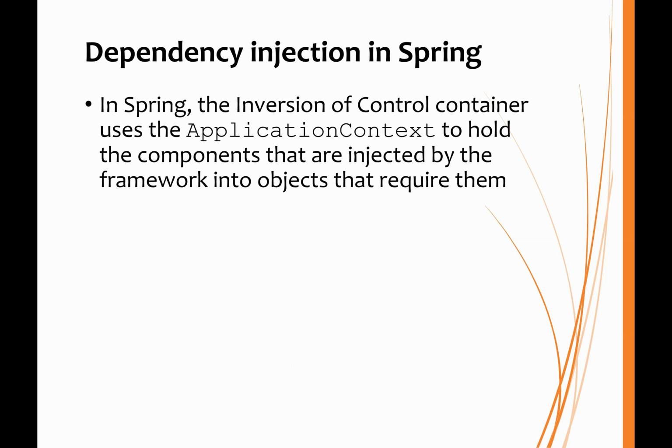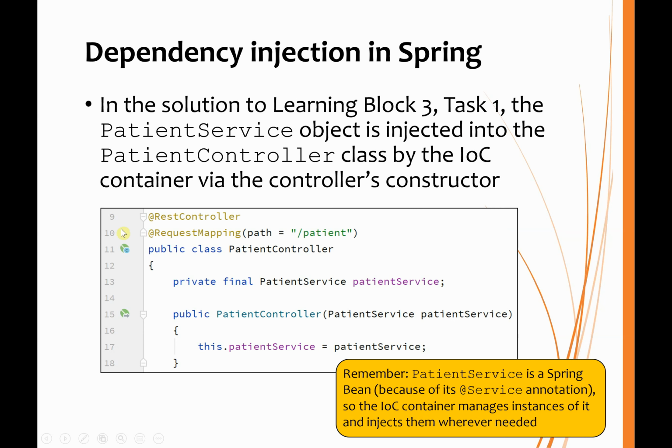In Spring, the inversion of control container that we discussed in a previous video uses the application context to hold the components that are then injected by the framework into objects that require them. In this example, we've got a patient controller class, and we can see that we have this field, which is a patient service, and the constructor has a patient service parameter, and the parameter is stored in the field. So this is an example of dependency injection through the constructor.